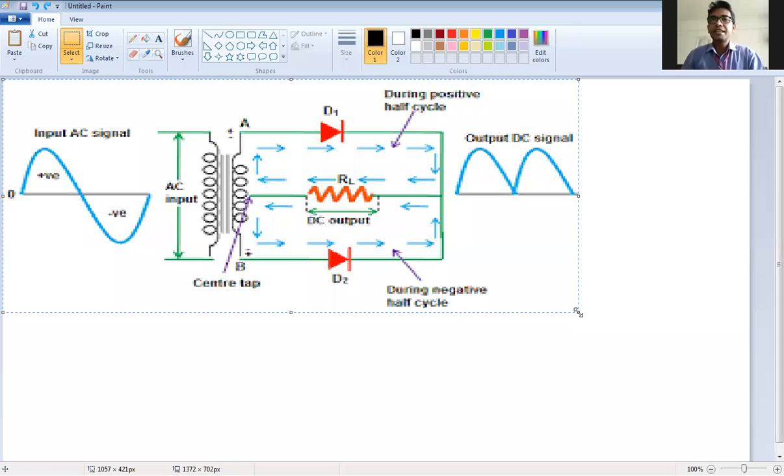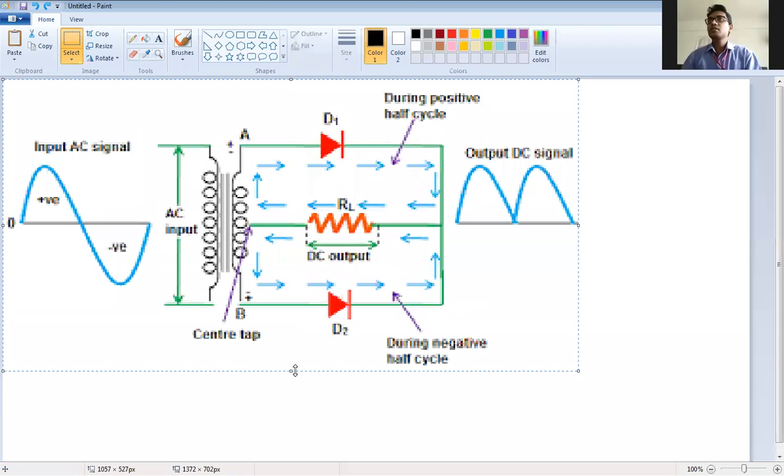Hopefully you are getting the diagram. In the previous lecture, in the lecture of center tap bridge rectifier, if you go through my video, you will find a different circuit. But this circuit is the same circuit we shared there. The only difference is that the resistor was connected vertically. Working is the same.